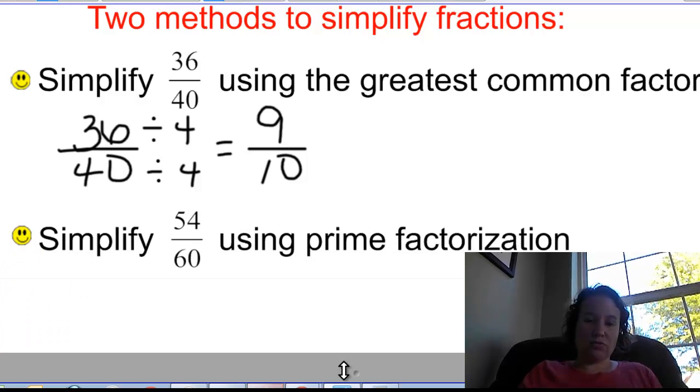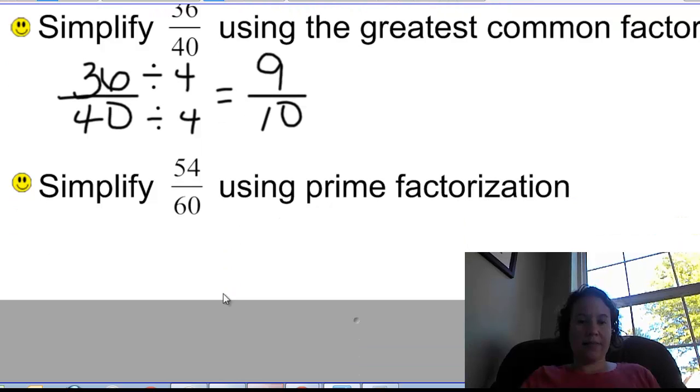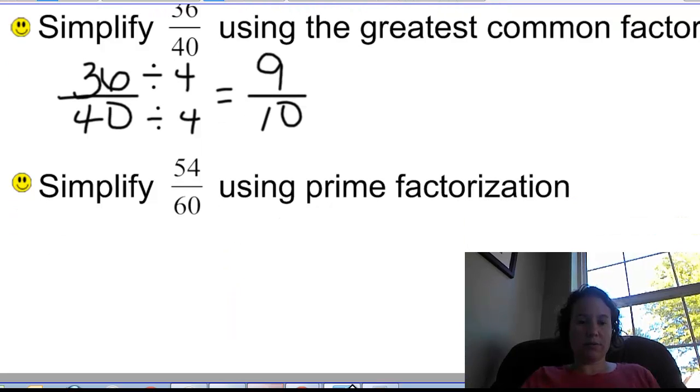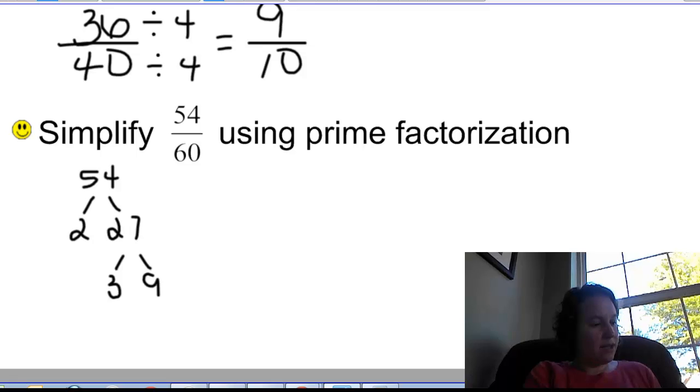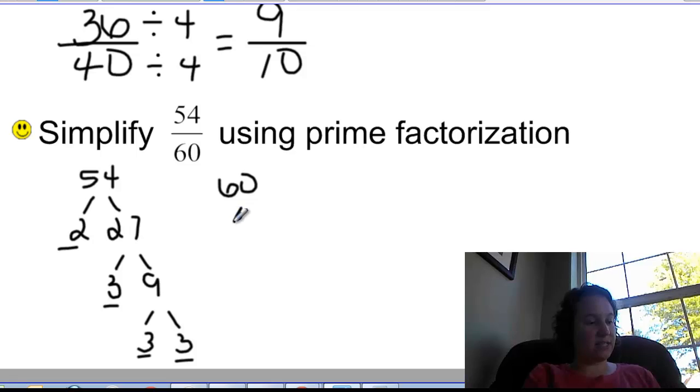There's another way that I can do this, and that is to use prime factorization. 9 is divisible by 3 and 3. So now I have 2, 3, 3, 3, and those are all prime. That would be the prime factorization of 54. And I'm going to see if I can make all this fit, so I'm going to squeeze in my factor tree for 60.